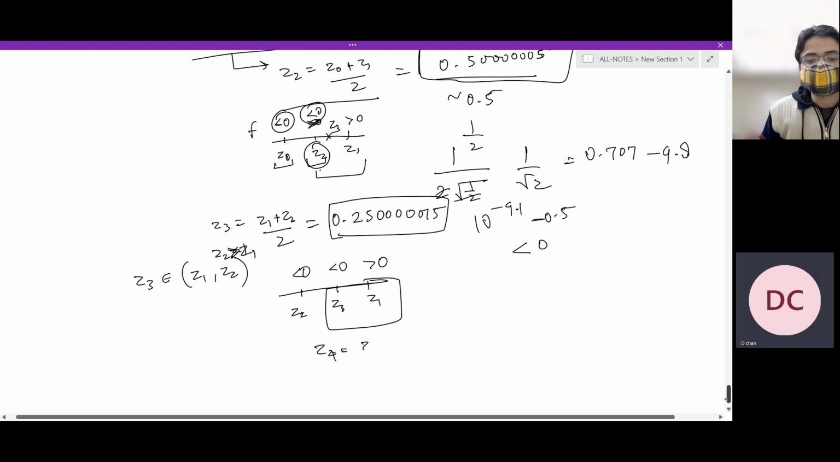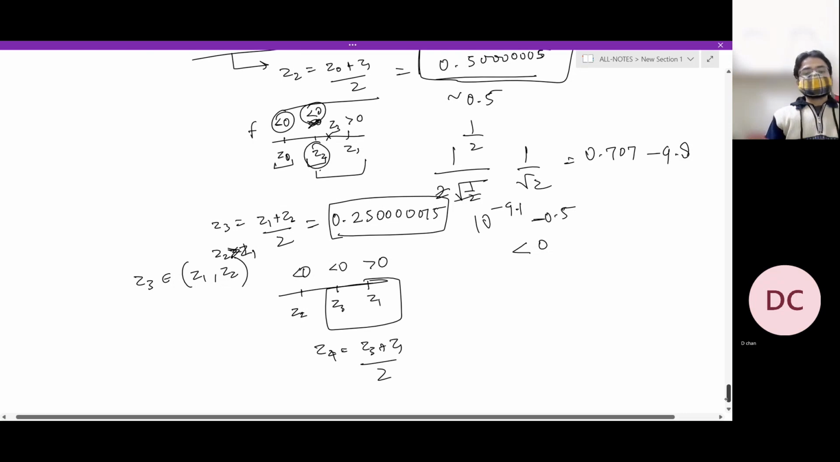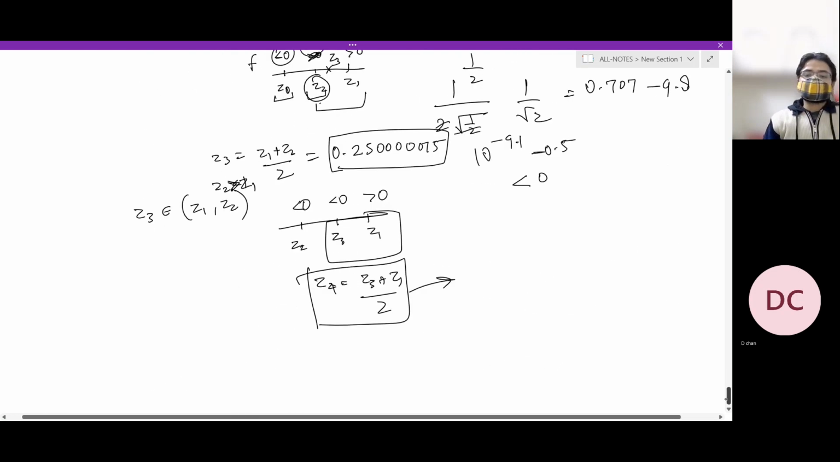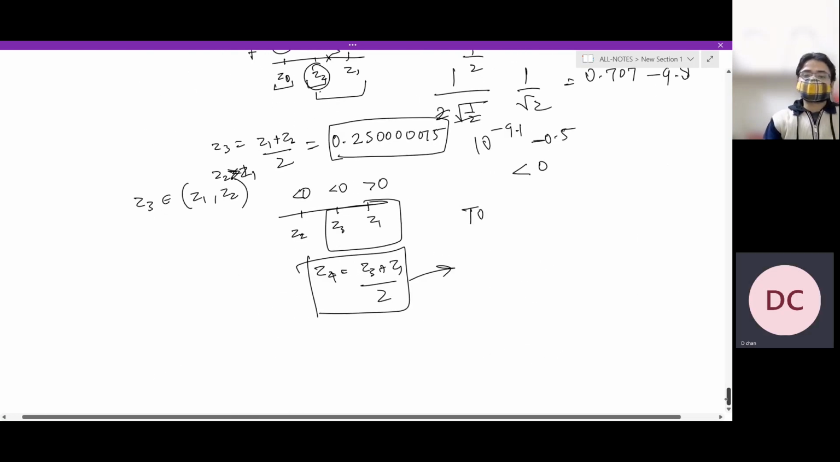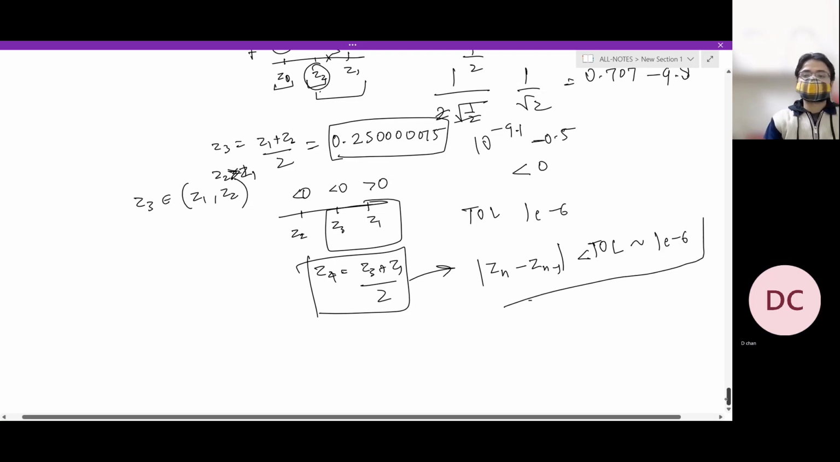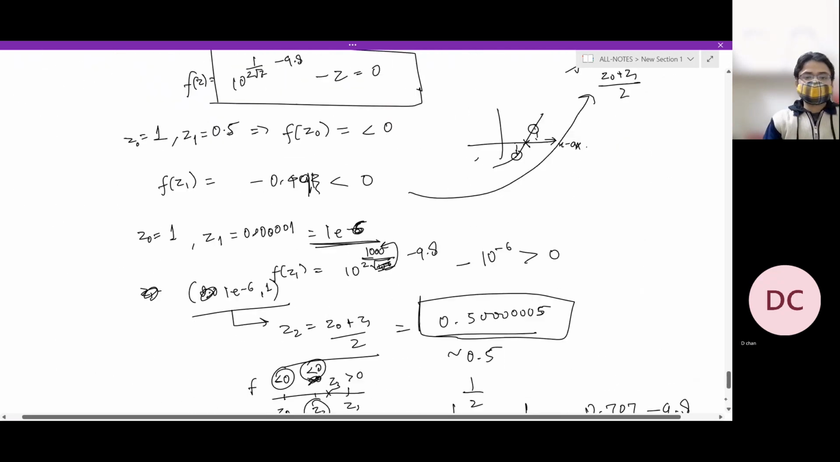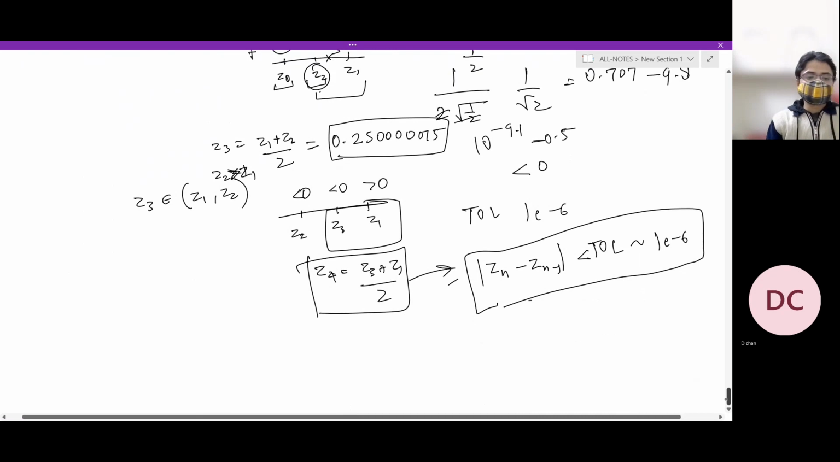So Z4 equals Z3 plus Z1 over 2. So this is the process that you'll be following in the entirety. And again, you need to specify a certain tolerance. Let's say we specified 1e minus 6. Then you need to ensure that at the nth step, the solution is something less than tolerance. Okay? That is maybe 1e minus 6. So this is all the physical working of these two methods. That's the bisection method. That is the successive substitution method.